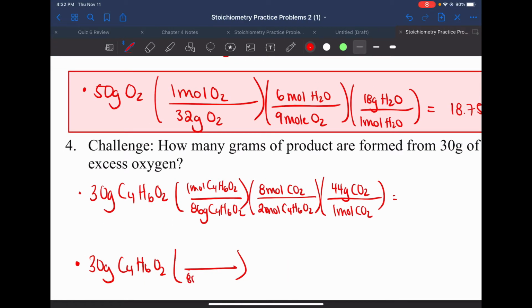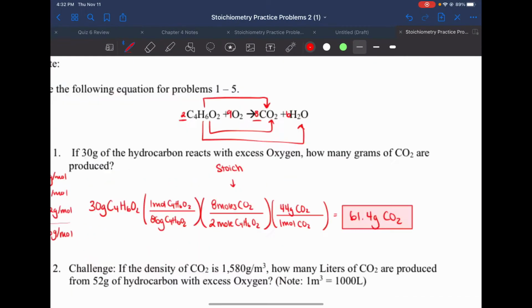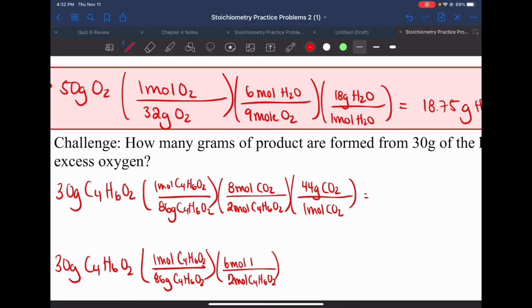So same step here, 86. And then for every 2 moles of C4H6O2, we would form 6 moles of water. And again, because we want to know the total mass of all of our products, how many grams of product, we need to do both of our products, not just one. So 1 mole of H2O produces 18 grams of water.